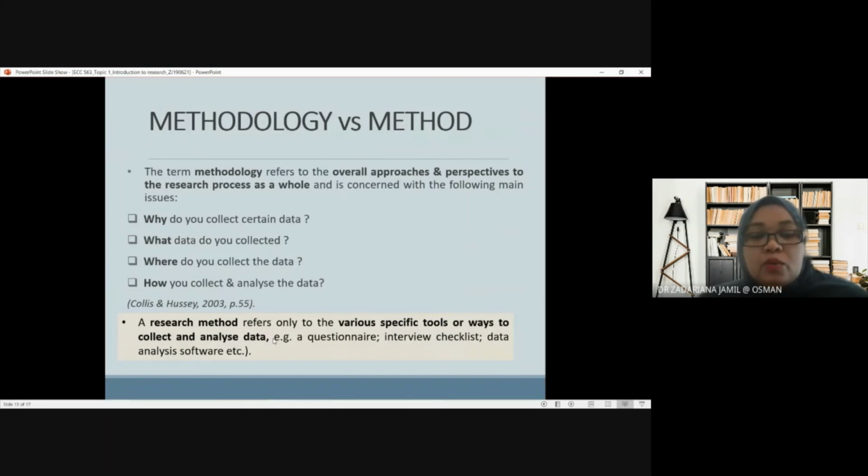Or, for example, what is the method of wastewater analysis? What is the method of doing COD? So you need to explain the method, how to do the COD measurement, for example, for the wastewater analysis. So that is the difference between methodology and method.